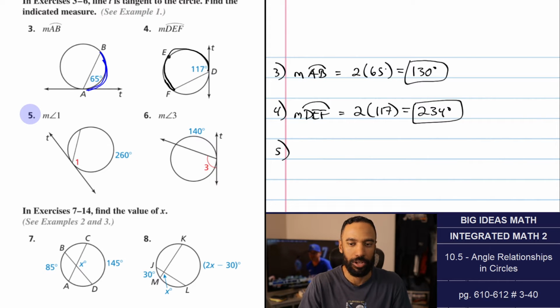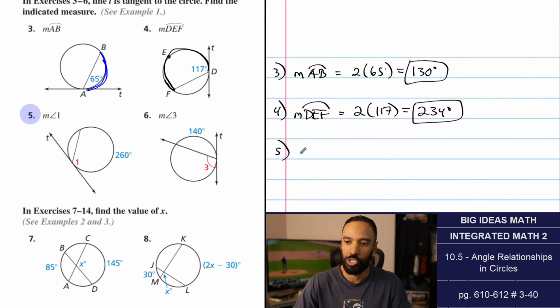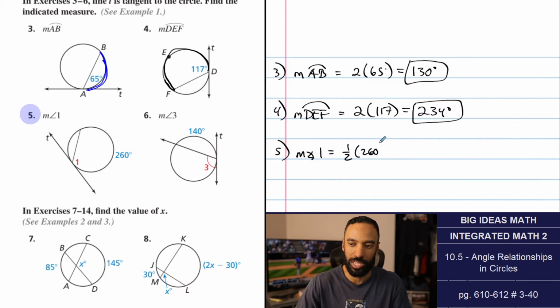Number 5, measure of angle 1. This is the inscribed angle, half the measure of that intercepted arc, 260 degrees. So we are going to take half of 260, and we get 130 degrees.